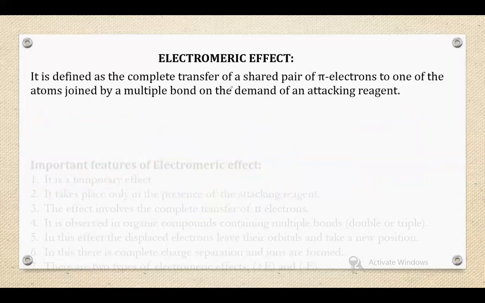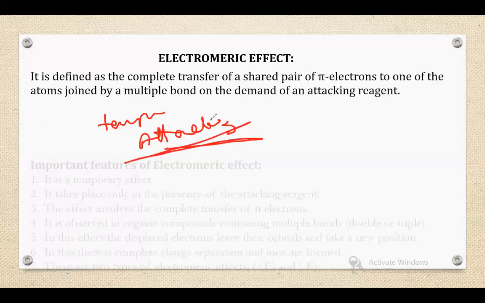So we need to see the important features of the electromeric effect. It is a temporary effect. It takes place only in the presence of the attacking reagent, hence it is temporary. This effect involves complete transfer of the pi electron, not sigma, the delocalization of the pi electron. So in this, the organic compound should contain a multiple bond, a double or triple bond. The displaced electrons leave their orbit for a new position.